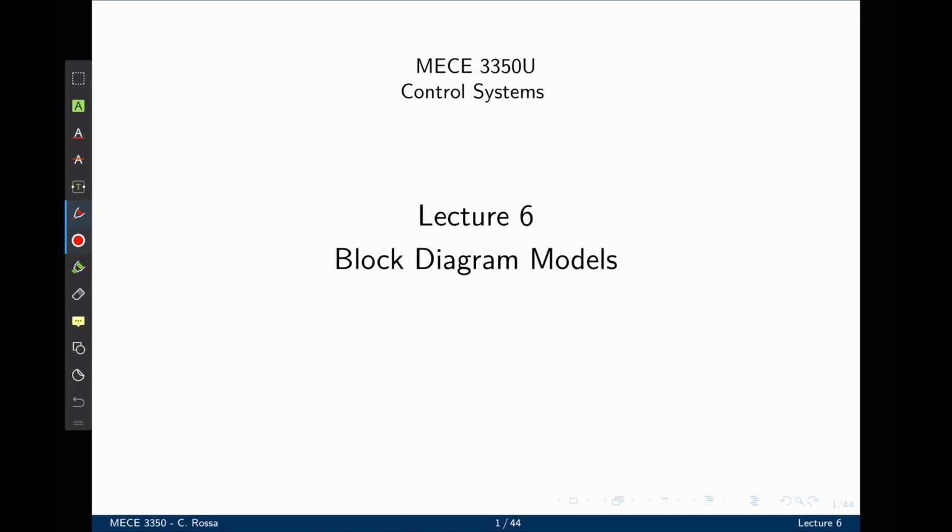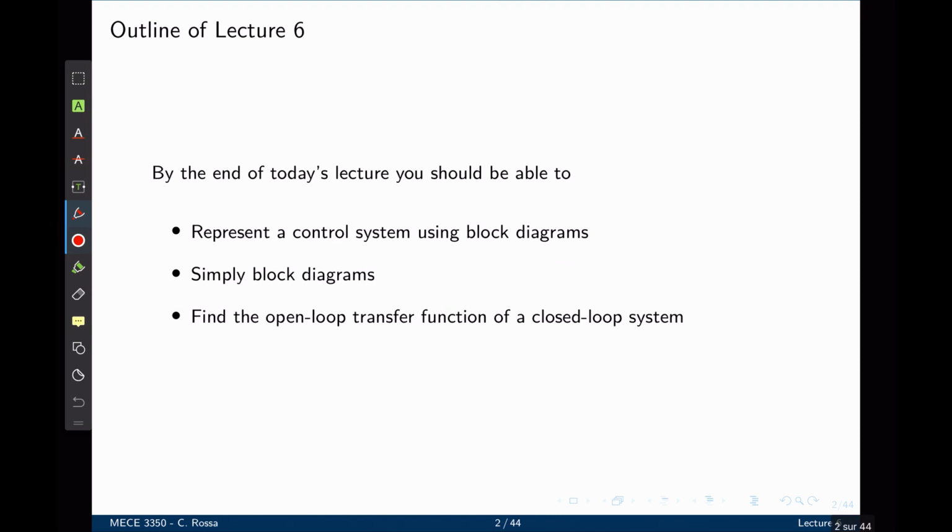It's an easy way to identify how transfer functions interact with one another and what the inputs and outputs of the different parts that constitute that system are. By the end of this lecture, you should be able to represent a control system using block diagrams, simplify block diagrams, and find the open loop transfer function of a closed loop system. You should be able to go from transfer functions to block diagrams and vice versa.